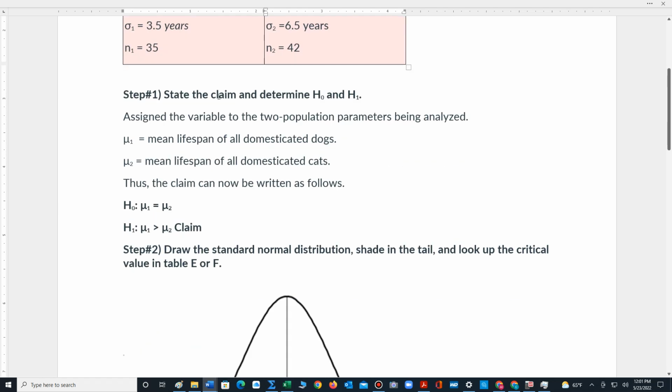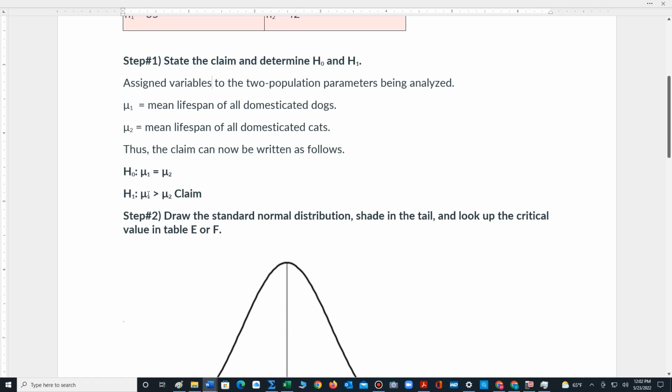Step 1 is we need to state the claim, and determine H0 and H sub 1. So we have to assign variables to the two population parameters being analyzed. We use mu sub 1 for the mean lifespan of all domesticated dogs, mu sub 2 for the mean lifespan of all domesticated cats. Thus, we can write the claim as follows.